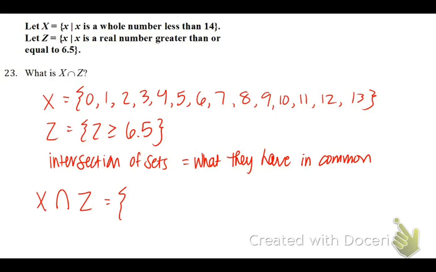If you can recall, intersection of sets just means what numbers or values the 2 sets have in common, or cross paths. So I have a list of the elements in set x and z. And the numbers that they have in common are 7, 8, 9, 10, 11, 12, 13. So those are the values that are in the intersection of x and z.